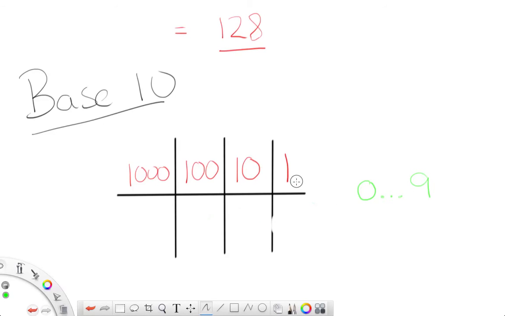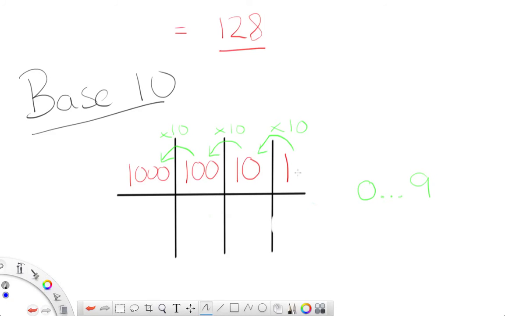So we have a system here where we've got columns that start at 1 and go up by 10 every time. Every time, multiply by 10. So the next column, you would multiply 1,000 by 10, and you would get 10,000, then 100,000, then 1,000,000. And we have these columns. In each column, you can have one of the digits between 0 and 9.